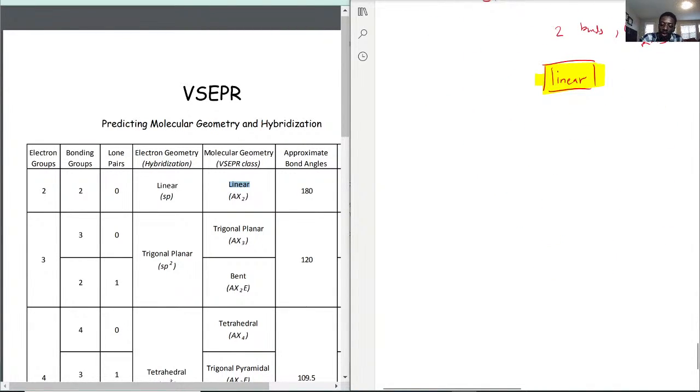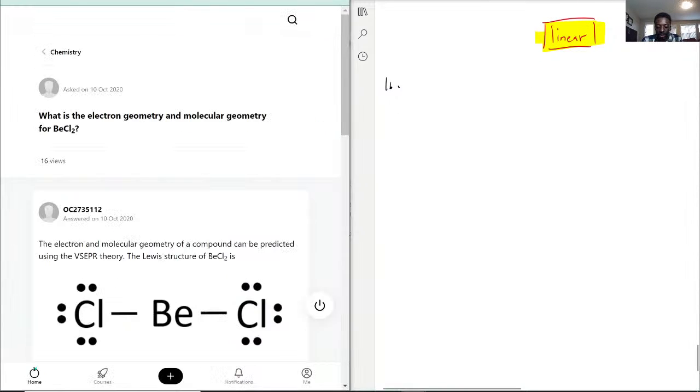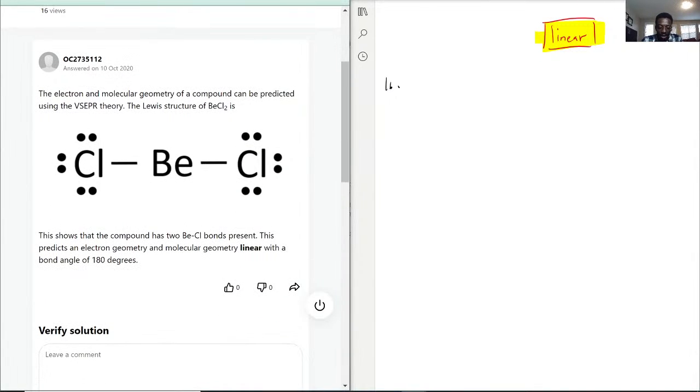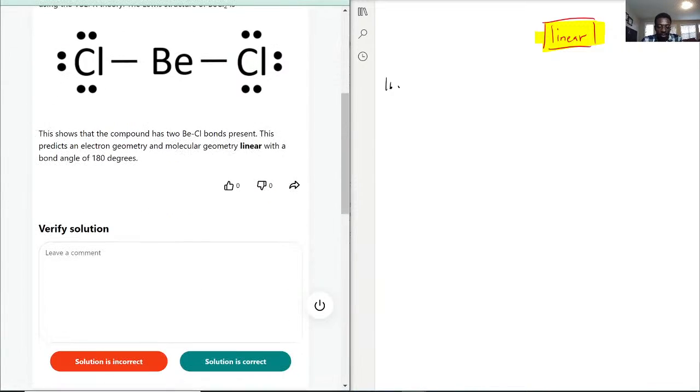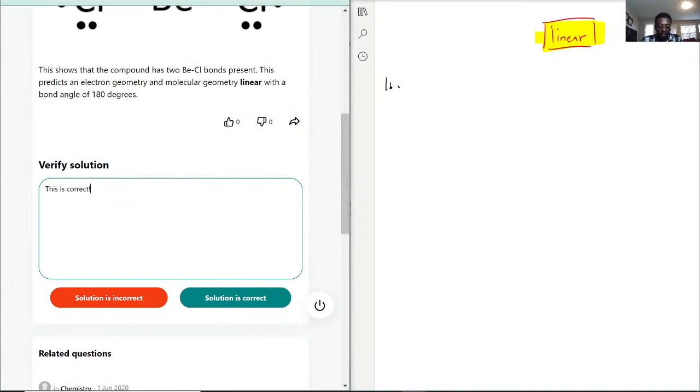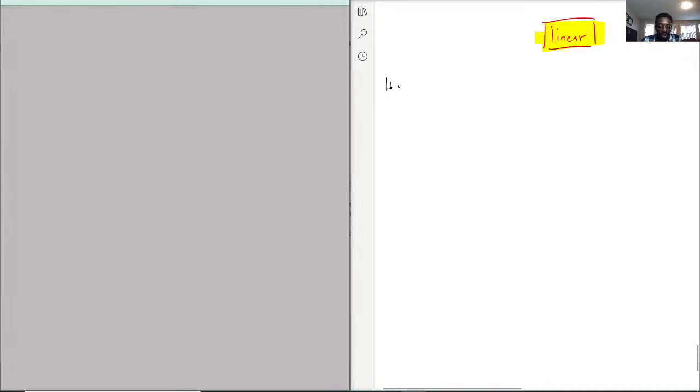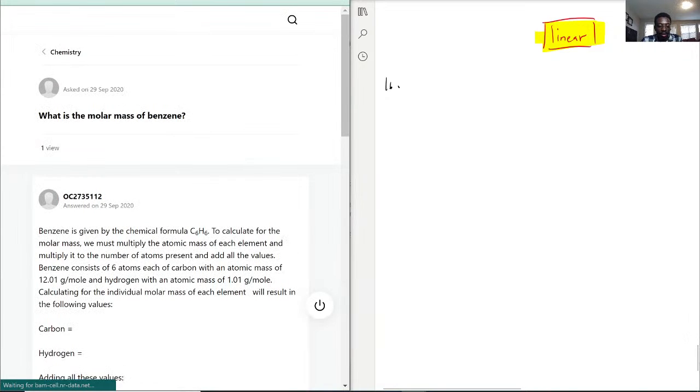And now let's move on to question 16. Well, first let's see how we did. Kind of assume we're right, but exactly, linear, perfect. That's exactly what we want. This is correct. Now let's see what we have for question 16. What is a molar mass? Ooh.